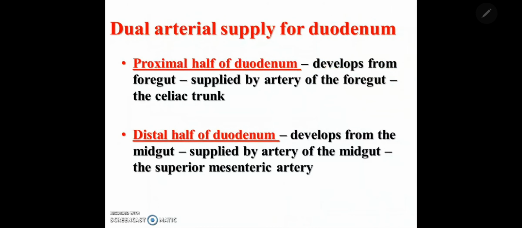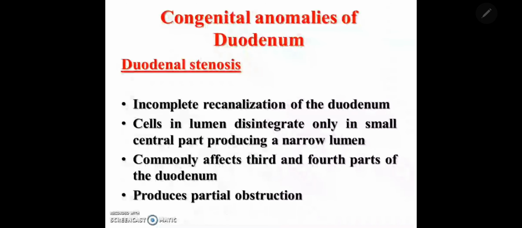And the arterial supply of the duodenum reiterates the composite development. The proximal half is supplied by the artery of the foregut, that is the celiac trunk. The distal half is supplied by the superior mesenteric artery, which is the artery of the midgut. So they may ask you to correlate the development of the duodenum with the blood supply. That will reiterate the composite development.